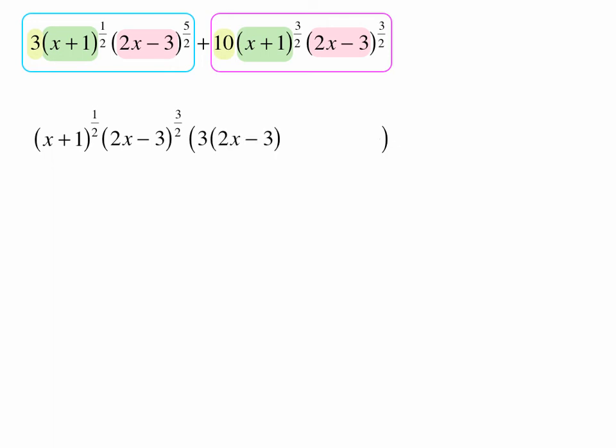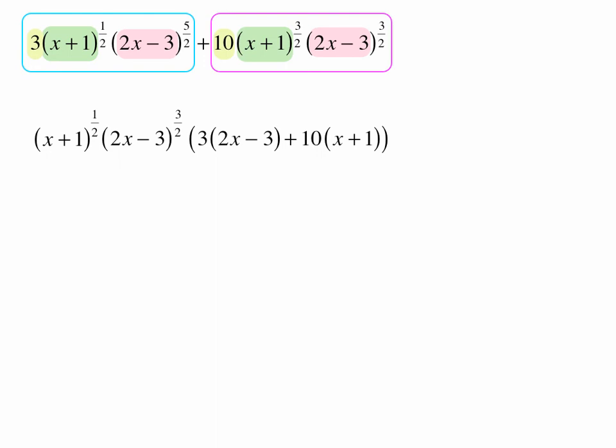Okay, the second group. Remember, you have to put that plus sign in between because it was in the original problem. So we have a plus 10. We didn't factor anything out of the 10. The x plus 1 to the 3/2, we factored out a 1/2. So if we are factoring it out, we're going to subtract our exponents. 3/2 minus 1/2 is 2/2, which is 1. The quantity 2x minus 3 to the 3/2, we factored all of that out. So this is what you have left, and this is the hardest part of the factoring.